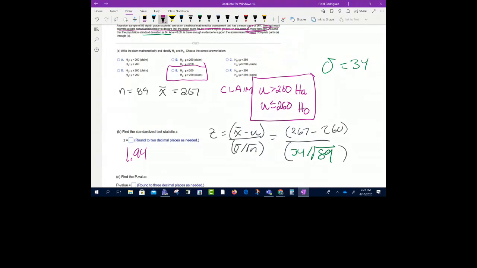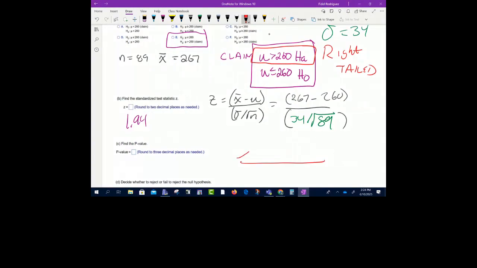Okay. Now, what we're going to do, y'all, we're going to find the p-value. What we need to figure out is, is this a left tail, a right tail, or a two-tailed test? The way we determine that, my friends, is we always look at the Ha. Do you see how my arrow in the Ha points to the right? That means it's a right tail test. So let me show you what we're going to do.